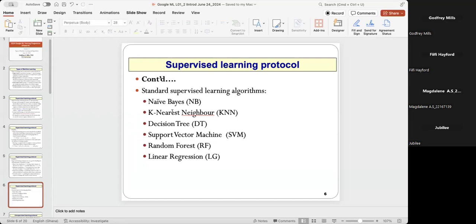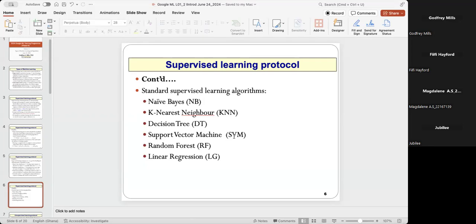The fifth one is support. I've alternated because random forest is a form of ensemble learning. Random forest combines a number of decision trees to form an ensemble. That's why I decided to shift their position. So we also have another algorithm called support vector machine. And the last algorithm, but not the least, is what we call linear regression.